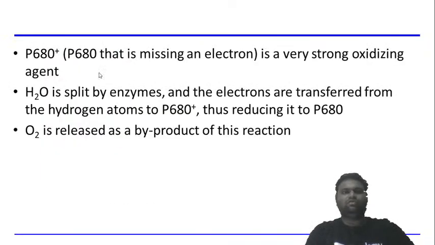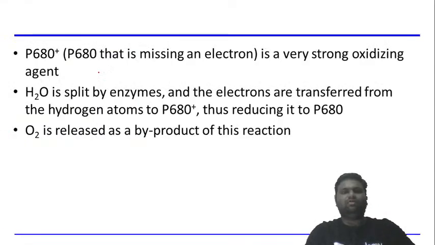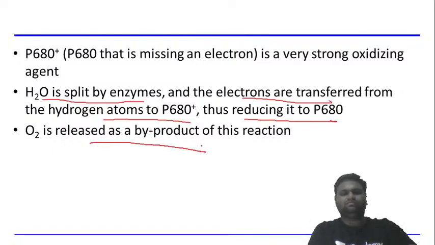तो ये फोटो सिस्टम 2 है, जहाँ पे प्राइमरी इलेक्ट्रॉन एक्सेप्टर जो कि मेन रिएक्शन सेंटर है उसको P680 कहते हैं. These are the pigment molecules. And P680 plus is a very strong oxidizing agent. So water is split by the enzymes and the electrons are transferred from the hydrogen atom to P680 plus, thus reducing it to P680. So oxygen is released as a byproduct of this reaction.